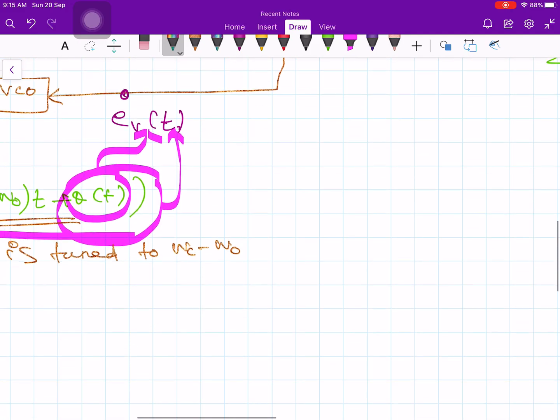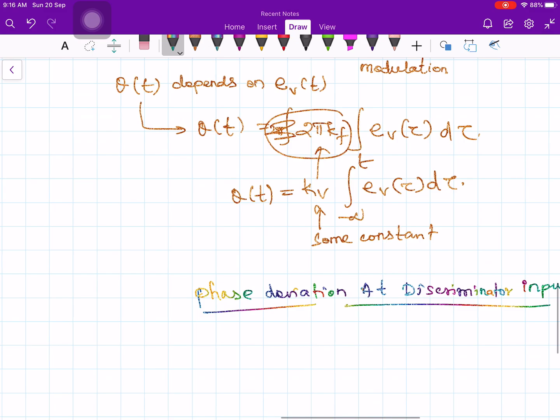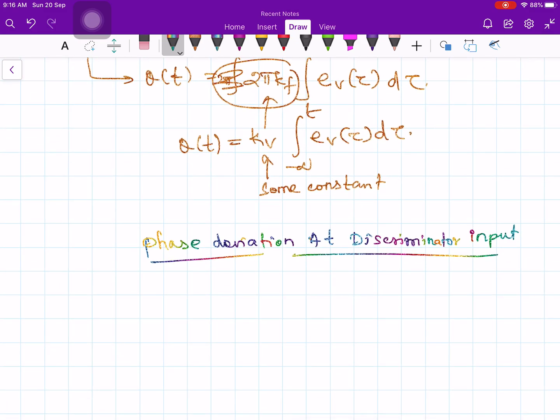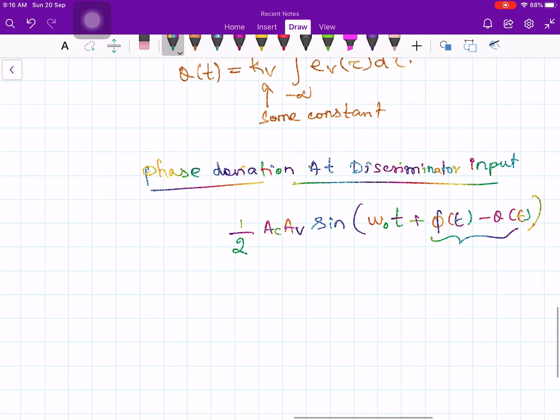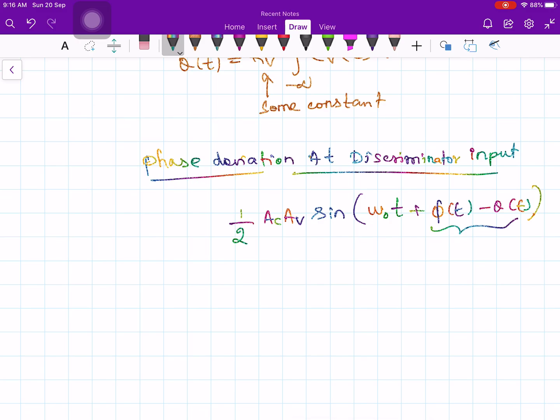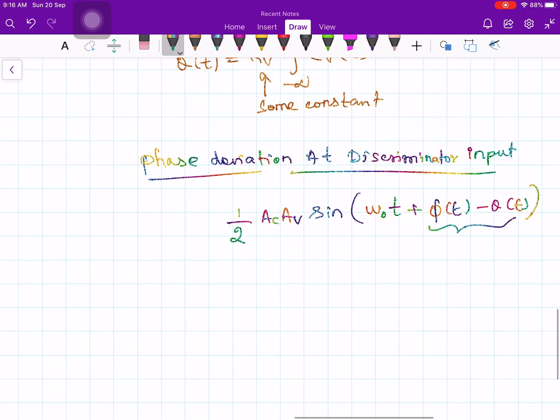So it is going to be 1 by 2 AC AV sine of omega naught t plus phi of t minus theta of t. Right? The phase deviation is not phi of t now. Phase deviation is phi of t minus theta of t. It is a difference between these two. In the case of PLL, there also it was phi of t minus theta of t. Here also it is phi of t minus theta of t.